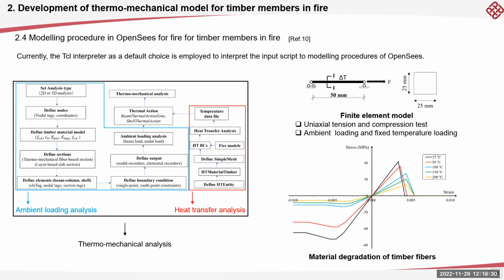As you can see in the picture of material degradation of timber fibers, when the temperature increases, the ultimate stress will decrease with the temperature increase.